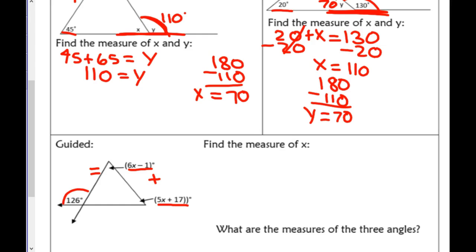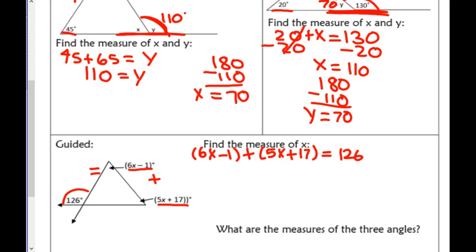Okay, now you can write the equation either way, but I'm going to write it remote interiors first. 6x minus 1 plus 5x plus 17 equals the exterior 126. On our next step, we're going to combine like terms, yeah. And that was going to be my next question.